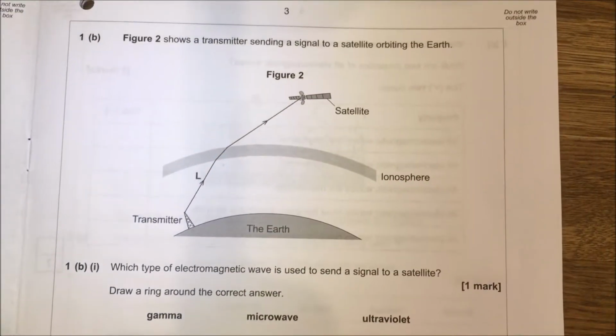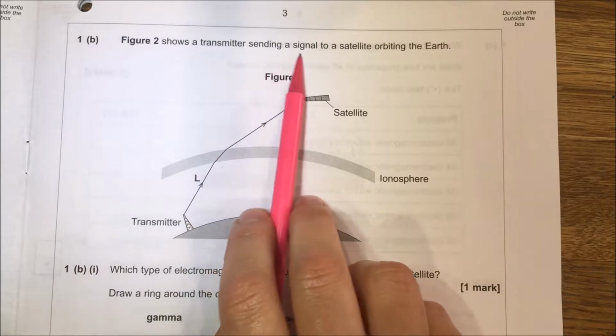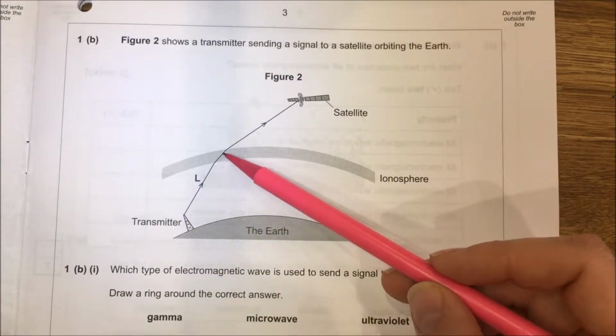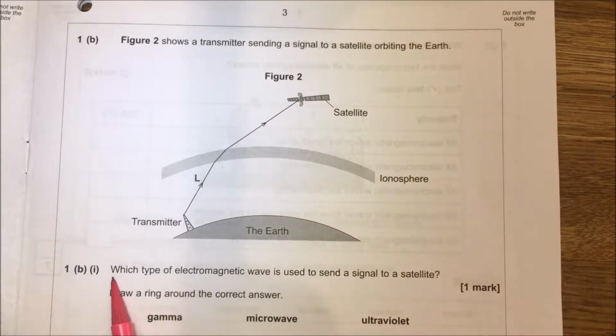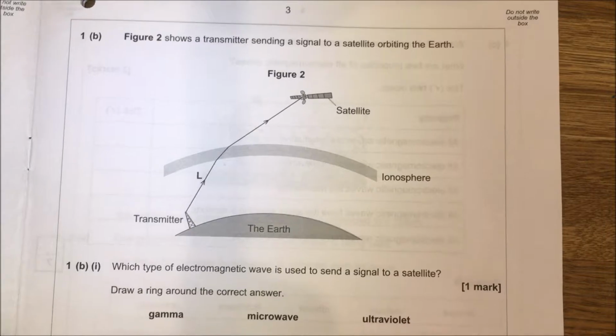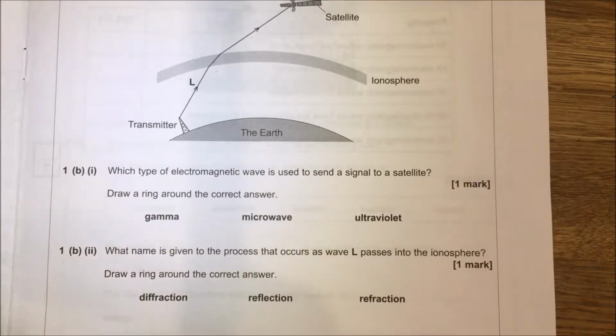Figure 2 shows a transmitter sending a signal to a satellite orbiting the Earth. So here we can see L going through the ionosphere and up to the satellite. Which type of electromagnetic wave is used to send a signal to a satellite? Draw a ring around the correct answer. Well, it should be a microwave.